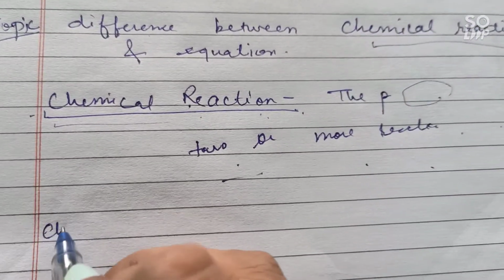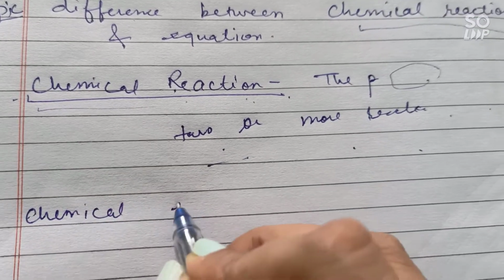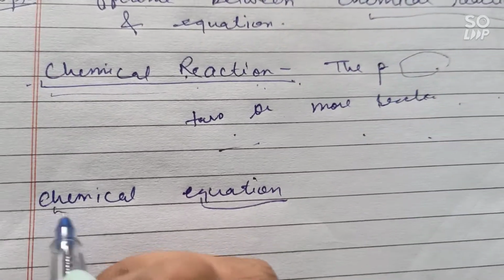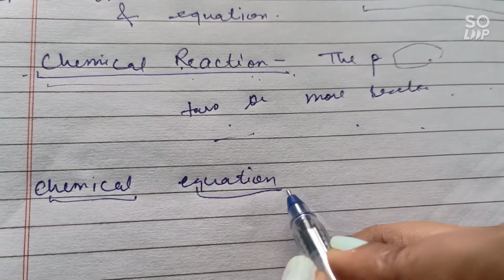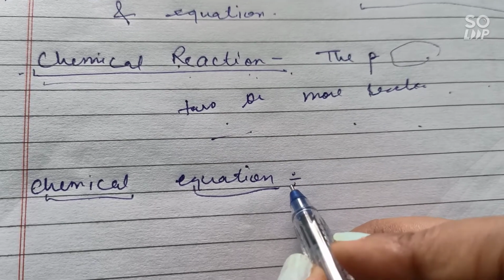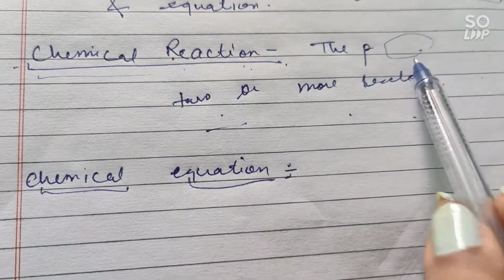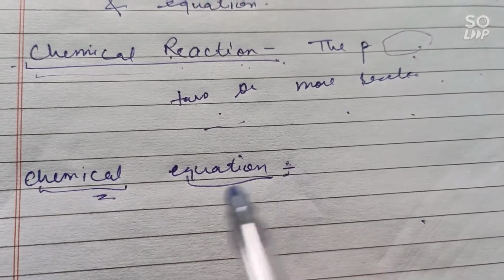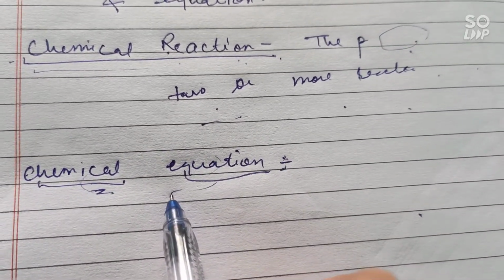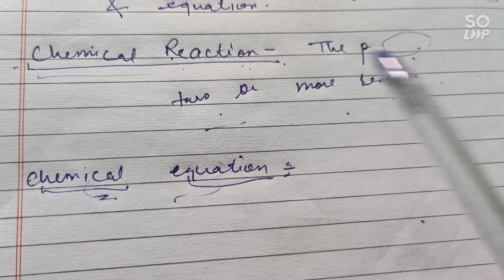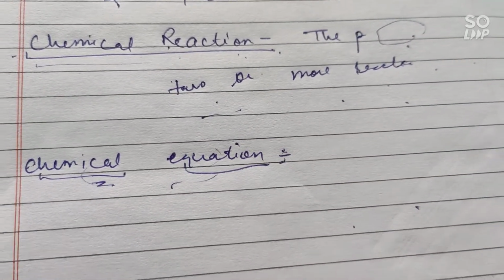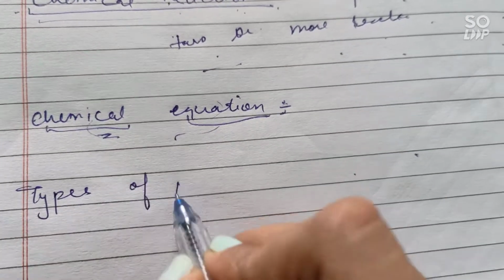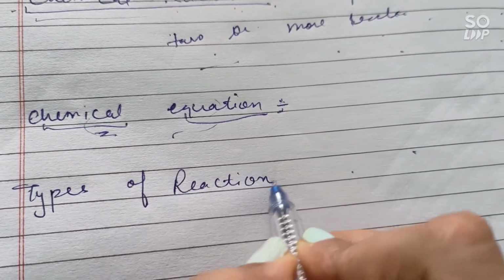Whereas the chemical equation, what is a chemical equation? A chemical equation is that by which we represent the chemical reaction. In the chemical equation we use symbols in order to represent the process of the chemical reaction. Okay, got it? So now, types of reactions.